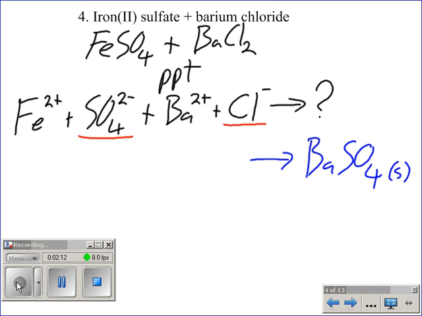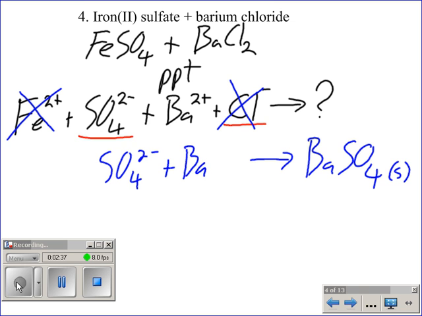So the other question, do I have anything else? No, because no chloride is going to be forming a solid. So it's a spectator. I can ignore the chloride. It's a spectator. And I can ignore the iron. It's a spectator. My net reaction is simply the sulfate plus the barium ions react to form barium sulfate.